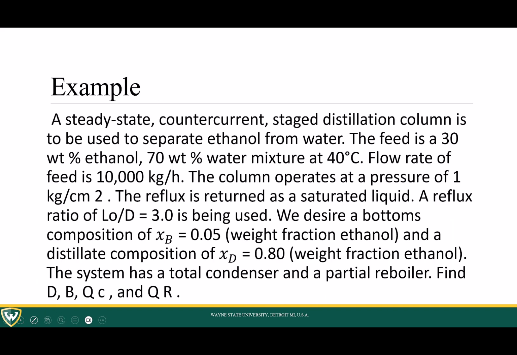So let's go through an example problem. I was hoping to have you all do this in class, but I guess I'll just work through it, or at least most of it for you all here. So if we have a steady state countercurrent staged equilibrium distillation column being used to separate water and ethanol, we have that the feed is 30 weight percent ethanol, 70 weight percent water. It's at that temperature. So there's all the information. I'll let you all read it.